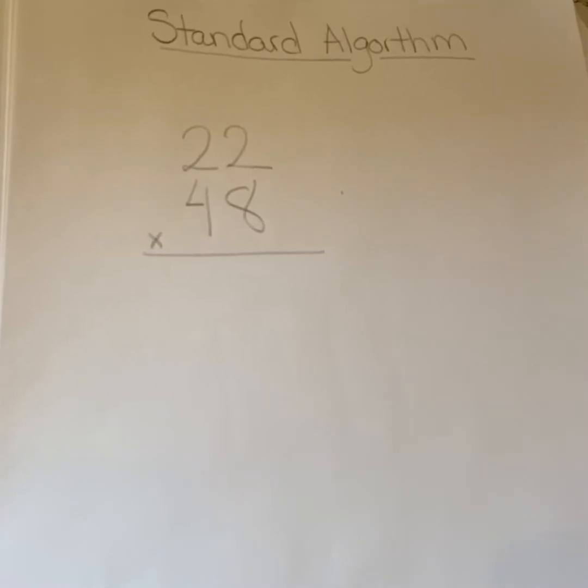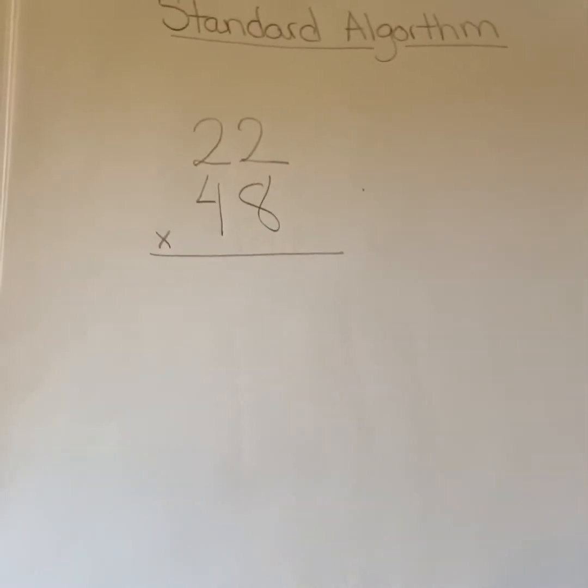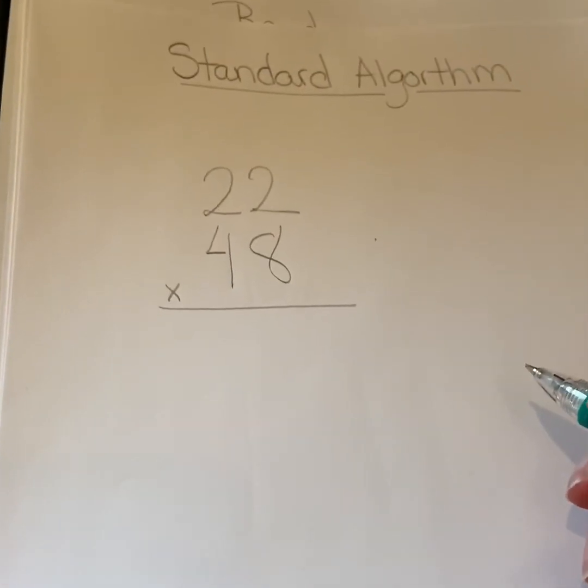Hey guys, I got some questions about how to solve 22 times 48 using standard algorithm. We learned 2-digit by 2-digit standard algorithm at the very end of our multiplication module, so I'm going to just go over how to solve that. We're going to use 22 times 48. I want you to use this video to check your answer on the very last problem that I went over in my last video. Okay, 22 times 48 using standard algorithm.